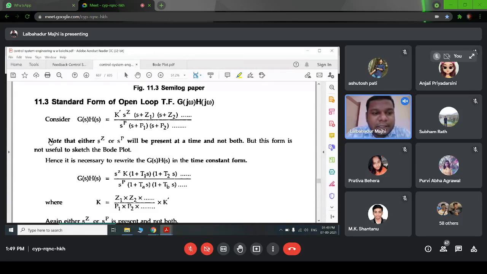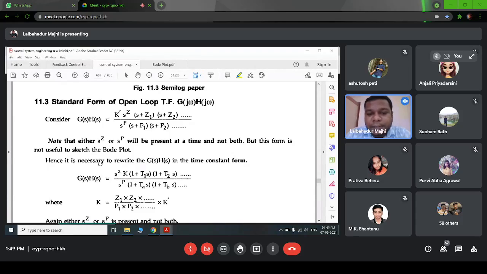Remember this, that either this s to the power z or s to the power p will be present at a time, not both, right? Because suppose this z is 2 and this p is 3, at that time it will cancel out. S square and s to the power cube will cancel out, so there will be only a single s in the denominator. So either s to the power z or s to the power p will be present at a time and not both. But this form is not useful to sketch the Bode plot.